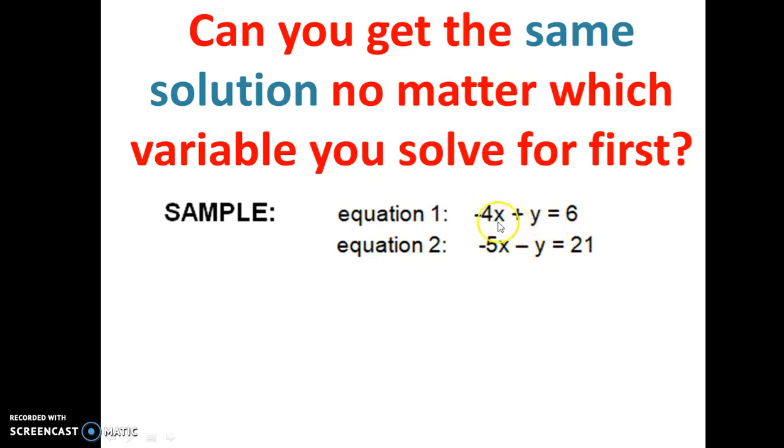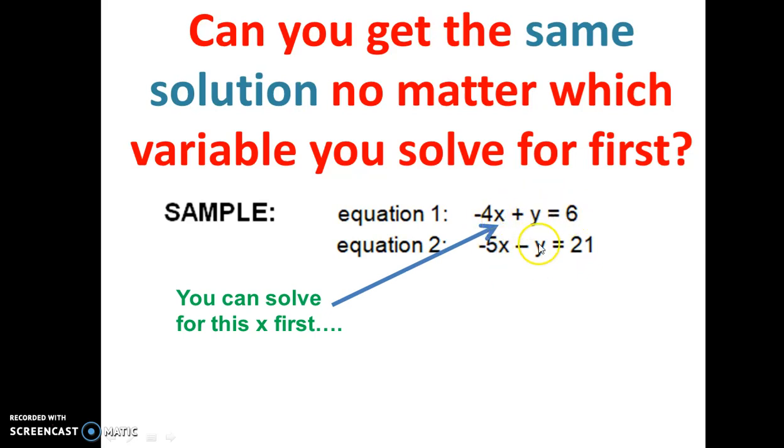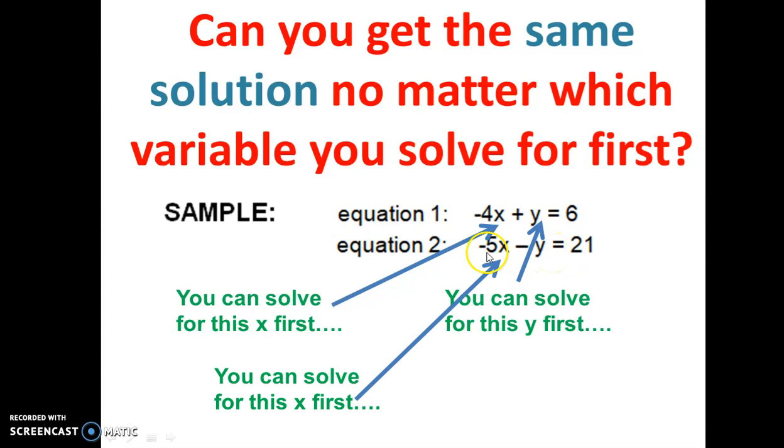To do substitution, you need to have something solved for y or something solved for x. You could solve for this x in this equation and then substitute that in here, or you could solve for this y and then substitute that into here, or you can look at this equation, you can solve for this x, or you can solve for this y. So basically, anytime you have a system like this, you have four choices. You can solve for this one, this one, this one, or this one, and then make the substitution.